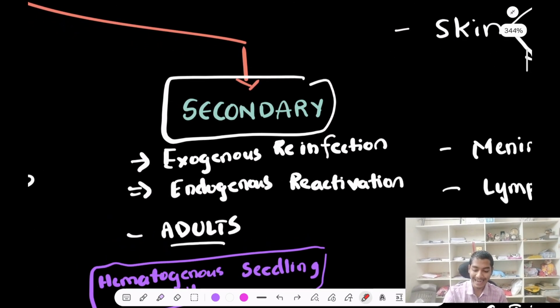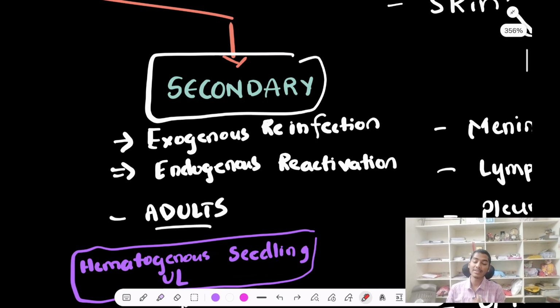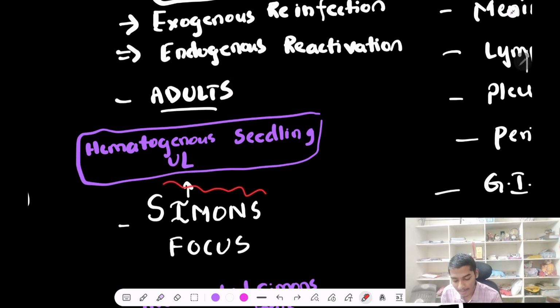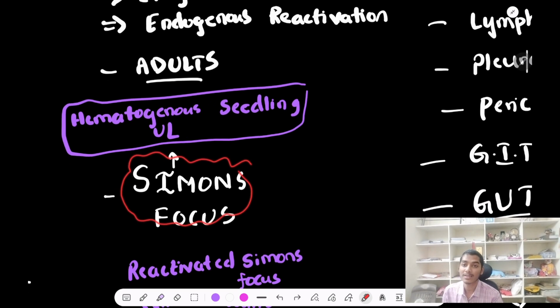Now let's go to the secondary pulmonary TB. What happens in secondary pulmonary TB is, it is the exogenous reinfection. So it's second time again it's coming, or it may be the endogenous reinfection or reactivation of the endogenous infection, right? It mostly affects adults, and we have Simon's focus here. So what is this Simon's focus?